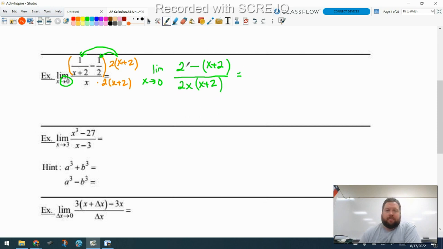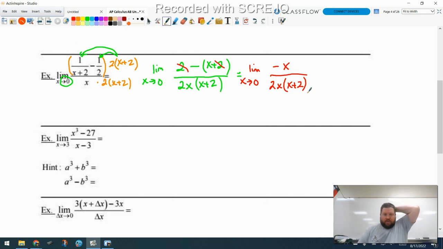All right, so now we're going to simplify the numerator, distribute my negative sign. So I end up with 2 minus 2, so the 2's cancel, and I end up with the limit as x approaches 0 of negative x divided by 2x times x plus 2.